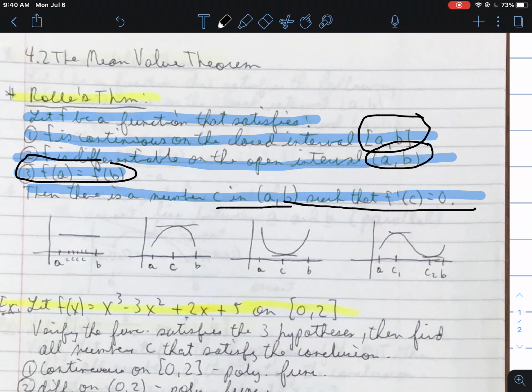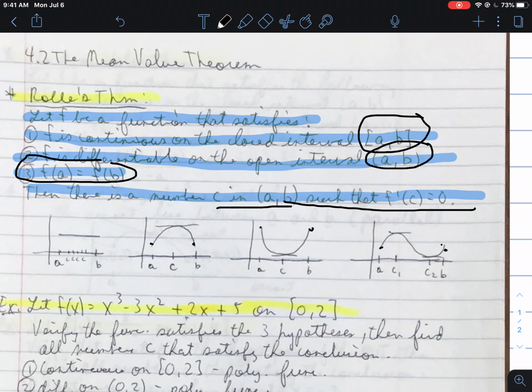Or you could have something like the other three, where you have those turning points like we've talked about. Now notice again in each case, the endpoints are the same. F of A and F of B are the same value. And there is at least one number C somewhere between those two where F prime of C equals 0, or where you have that horizontal tangent.